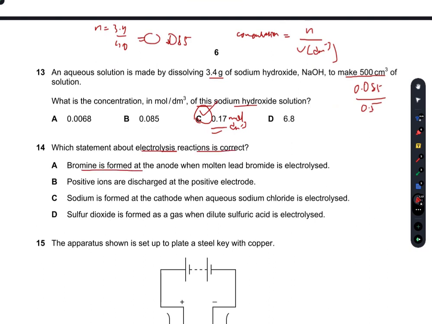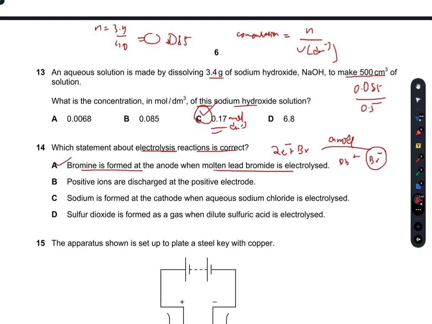So bromine is formed at anode when molten lead bromide is electrolyzed. So molten lead bromide would contain Pb positive and bromine negative. And these bromine negative, the anions are discharged at the anode. A for anions and A for anode. So these bromine molecules will be discharged at the anode when molten lead bromide is electrolyzed, so A is true.